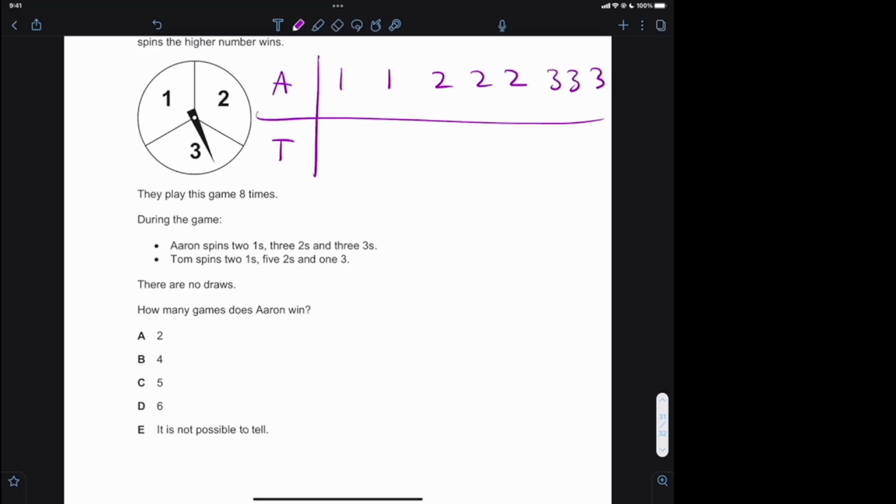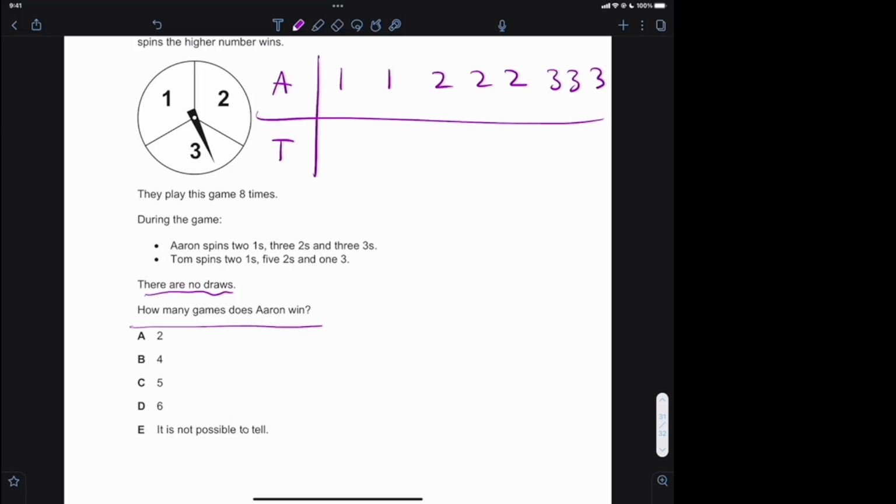Okay. Now, there are no draws, meaning that whenever I see, for instance, a 1, there can't be a 1 here. There has to be a 2 or a 3. Okay. We're then asked how many games does Aaron win. Now here's the thing: the fact that we've been asked how many games does Aaron win means that if we can find any working possibility, then it has to be the answer. Because there's not the opportunity to give multiple answers.